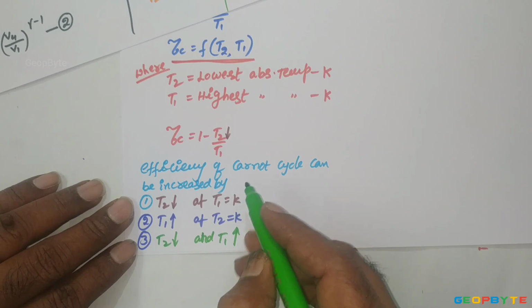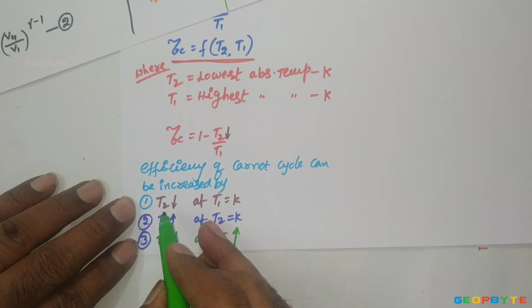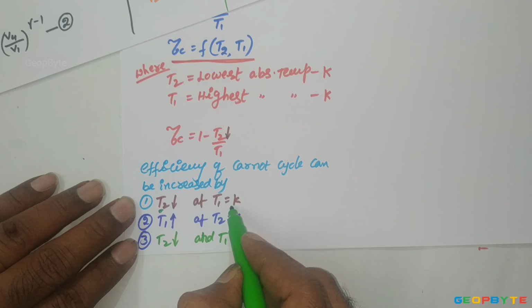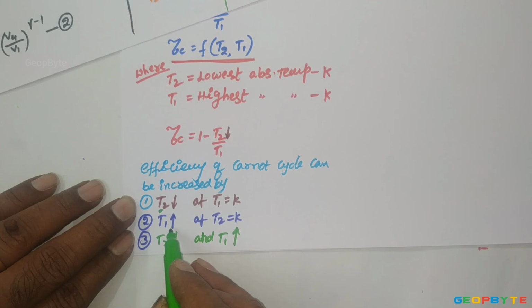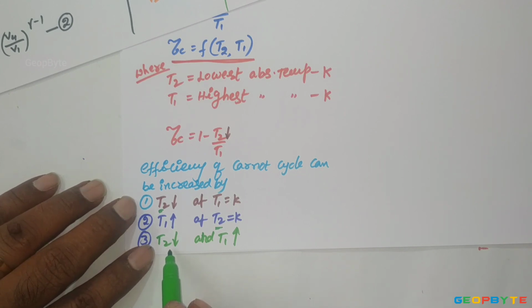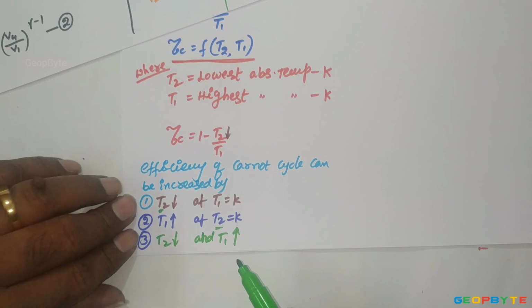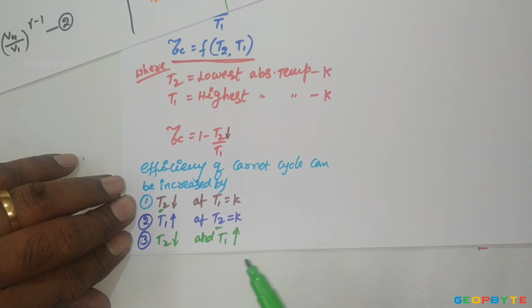So from this, the conclusions are that efficiency of the Carnot cycle can be increased by, first point, decreasing the lowest absolute temperature at constant highest absolute temperature. Second point, by increasing the highest absolute temperature at constant lowest absolute temperature. Third option, by decreasing the lowest absolute temperature and by increasing the highest absolute temperature. That is how theoretically efficiency of the Carnot cycle can be increased.